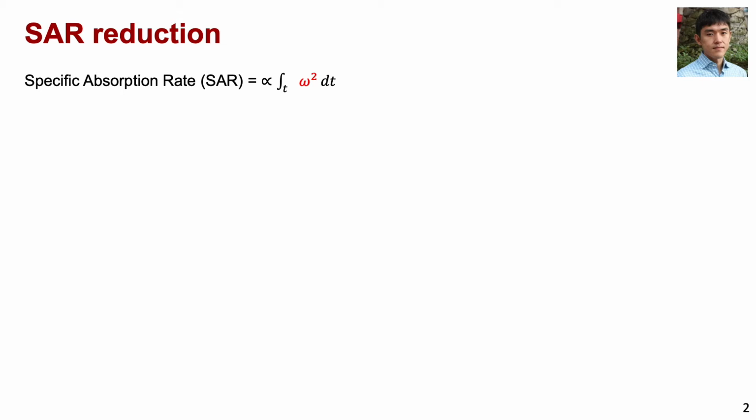The first technical advantage we can think about, if we go from high field strength to low field strength, is the SAR reduction. SAR is short for specific absorption rate, which is a time integral over a lot of factors. But the one we are mostly interested in is this omega term, which is the resonance frequency, which is proportional to the B0 field strength.